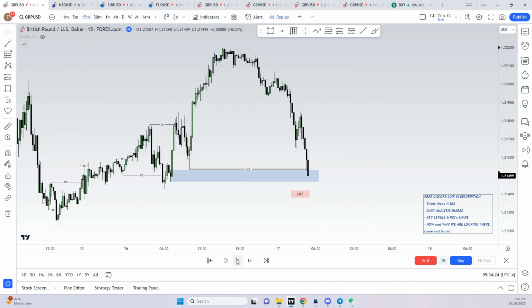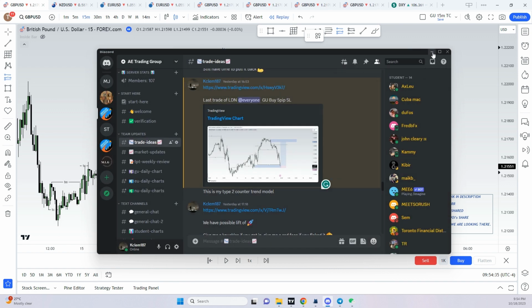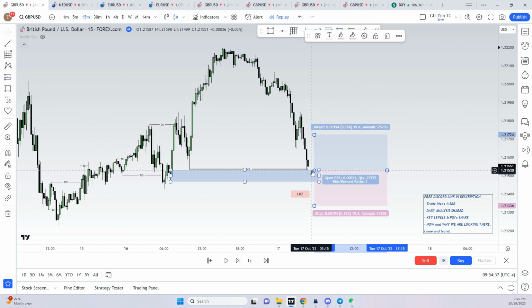We initially react a little bit and then we push in again. And actually, where did I tell the guys to buy? It was here, which was 515. And we had a 5 pip stop loss on this. So 515.